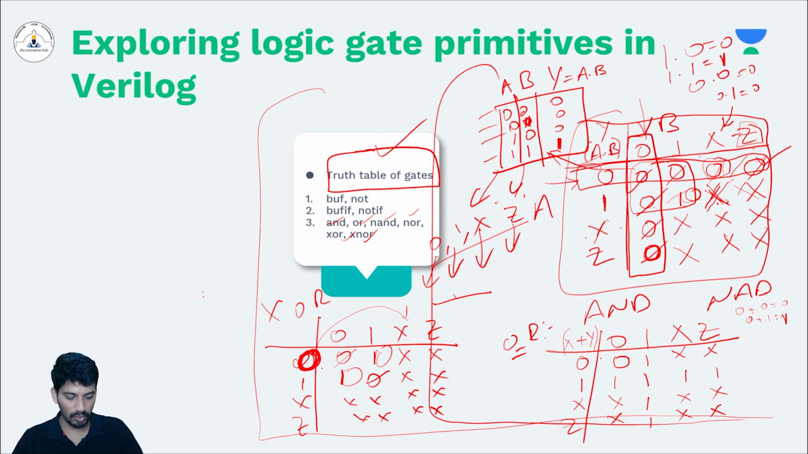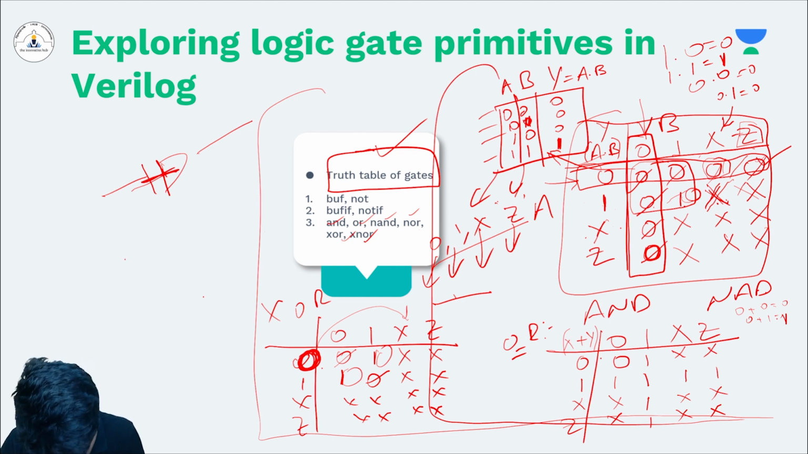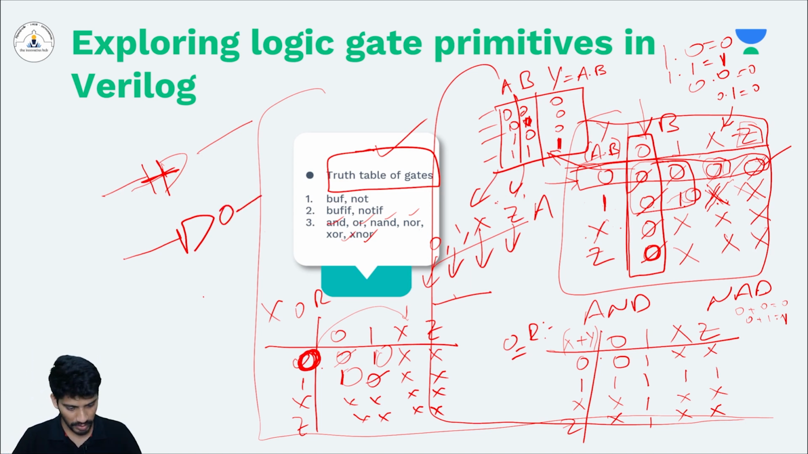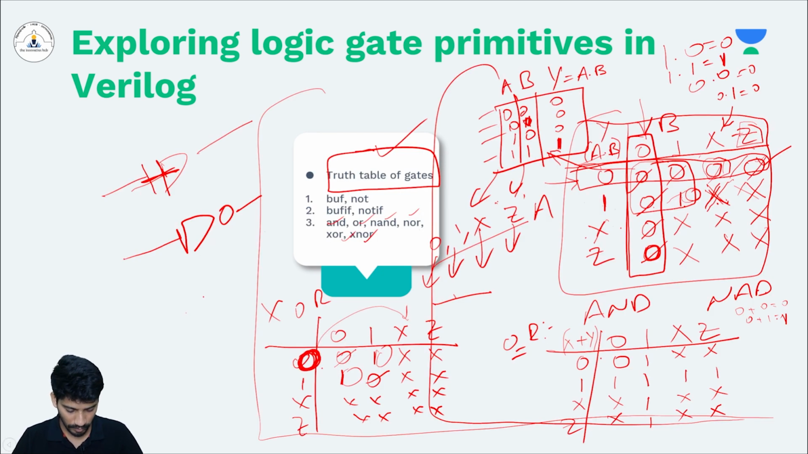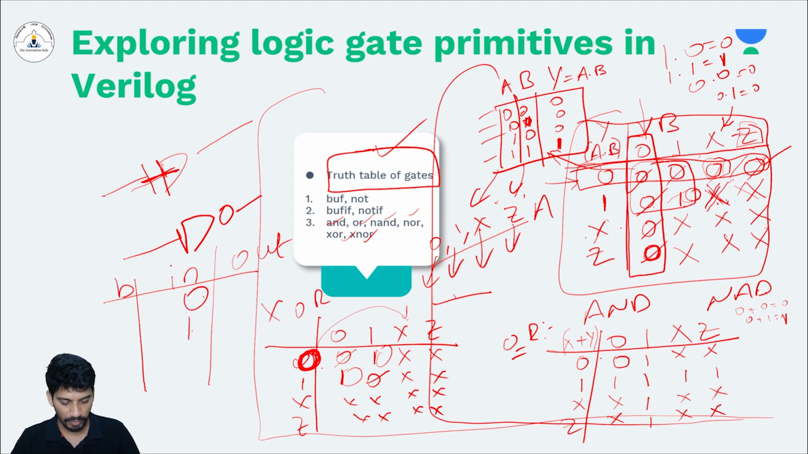Now let's see the truth table of buffer, and this is the symbol of buffer. This is the symbol of inverter, right? So let's see the truth tables of buffer and inverter. The truth table of buffer will look like this. We have only one input, so I am writing input and output. The 4 values of input are 0, 1, X, and Z, and the 4 values of output are.